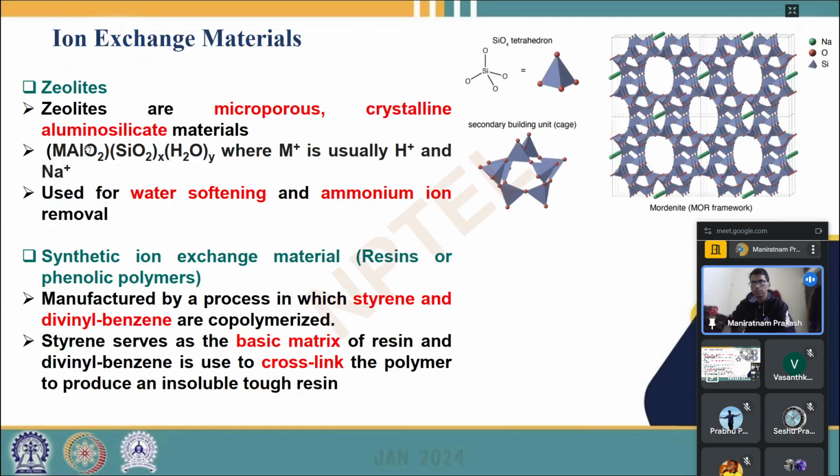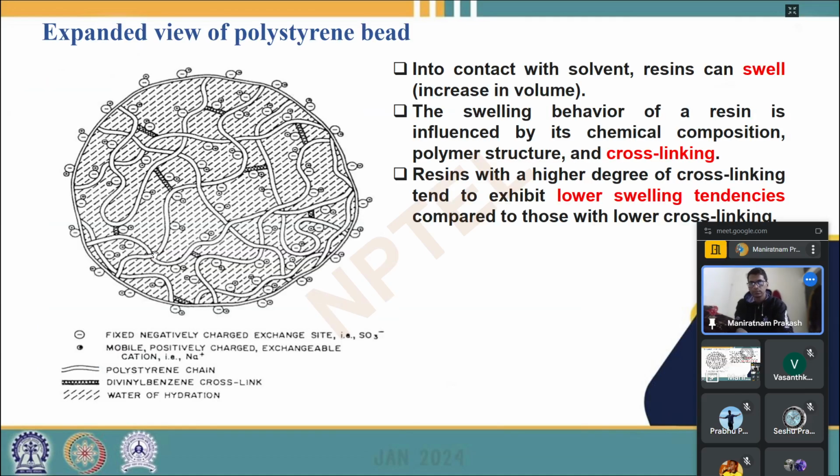So this is what I was saying. Zeolites are microporous crystalline aluminosilicates. Zeolites contain a high amount of sodium, so they are generally used in the case of calcium, for water softening and ammonium ion removal.